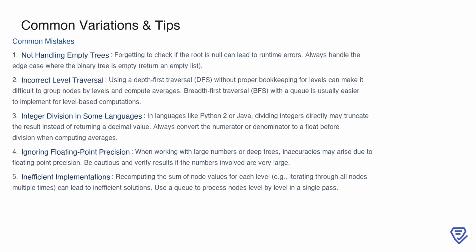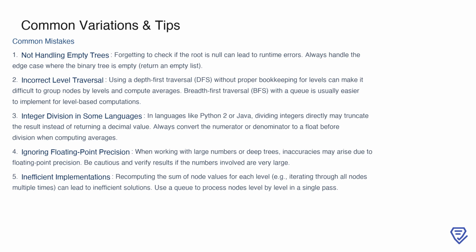Here are some common mistakes to watch out for when solving this problem. First, always handle the edge case of an empty tree. If the root is null and you don't check for it, your code can crash with a runtime error. The correct approach in such cases is to immediately return an empty list.